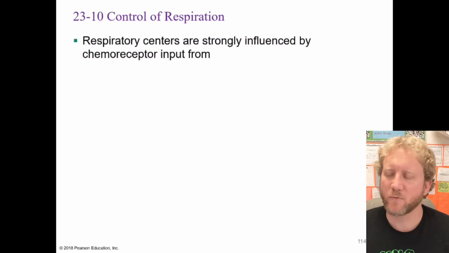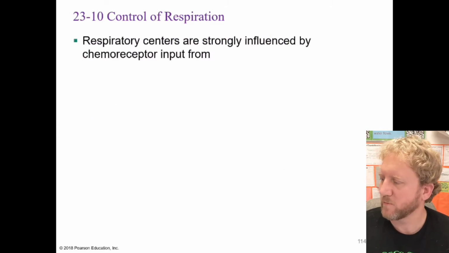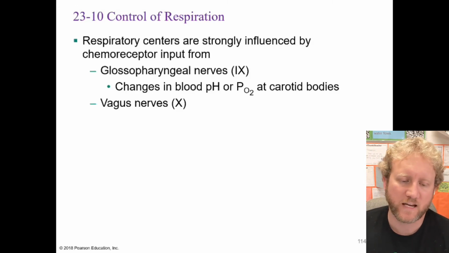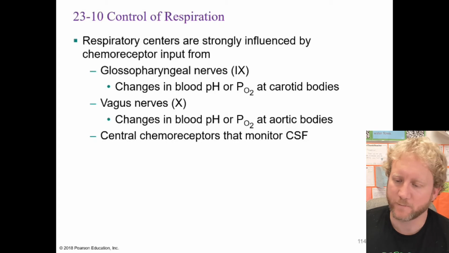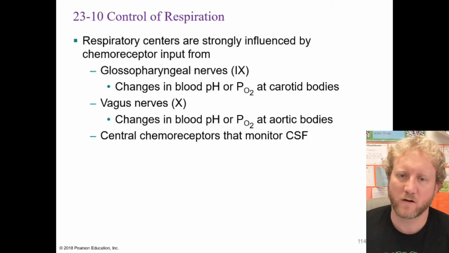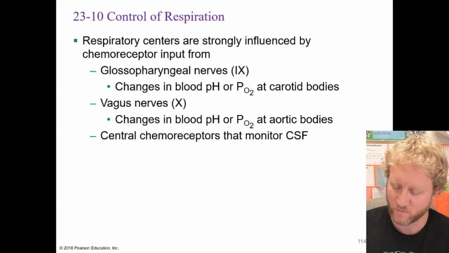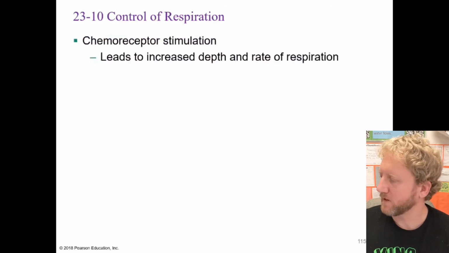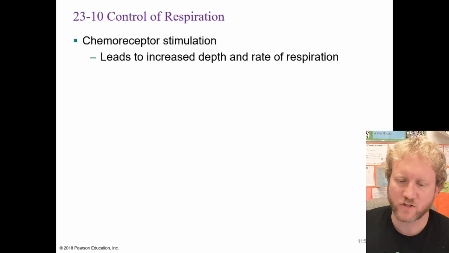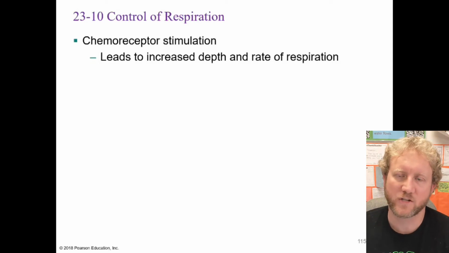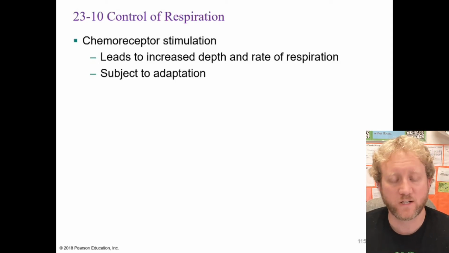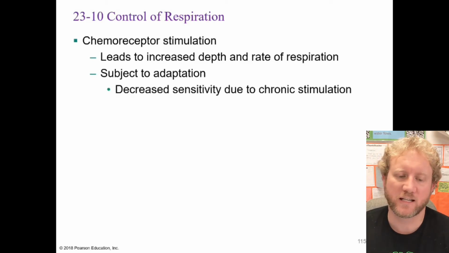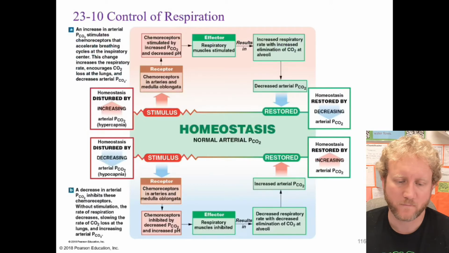Chemoreceptors receive a lot of input from a lot of the cranial nerves, including the glossopharyngeal and the vagus, and the chemoreceptors that monitor the cerebrospinal fluid. Chemoreceptor stimulation leads to increased depth of respiration, deep breathing, and rate of respiration, how fast you breathe. Chronic stimulation can lead to decreased sensitivity.